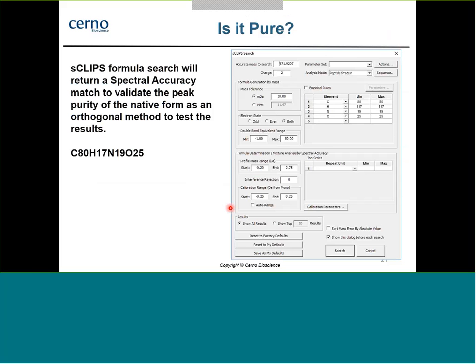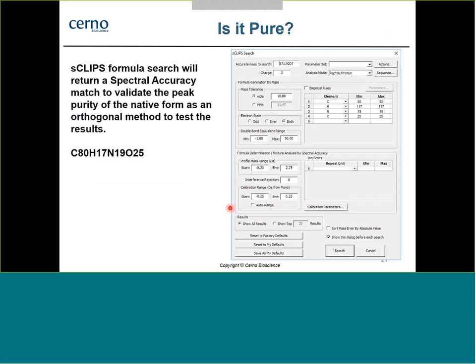So let's validate this, okay? Are we sure that they're fully resolved? What we did is we used our spectral accuracy calibration using S-CLIPS, the self-calibrated line shape isotope profile search, to match and validate the peak purity. If the formula composition of that particular peptide does not match the isotope pattern, it's going to give us some error in what we call the spectral accuracy. And I think that will become clear as we look at that.